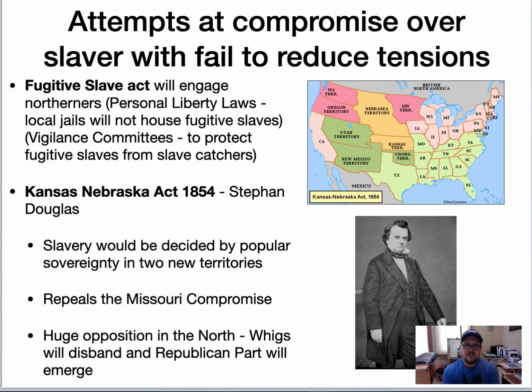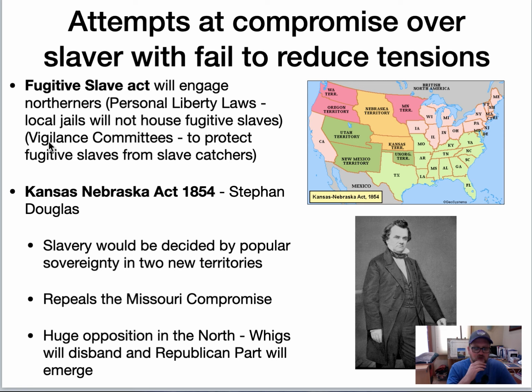And then we'll see huge amounts of compromise that fails to deal with the sectional tensions that are rising. Obviously, the Compromise of 1850 didn't do that. They thought that, well, that was a thing that will last, that will take care of people. It didn't. The Fugitive Slave Act was a huge problem for Northerners. They initially passed the personal liberty laws that say that local jails will not be used for fugitive slaves. They also will have vigilante and vigilance committees that will really protect fugitive slaves from slave catchers.